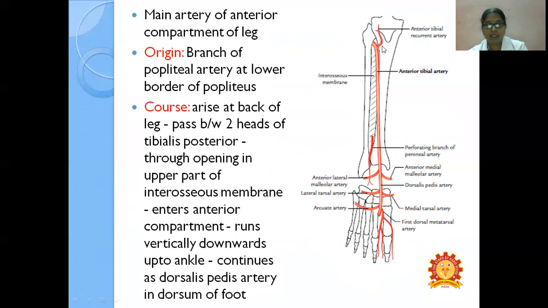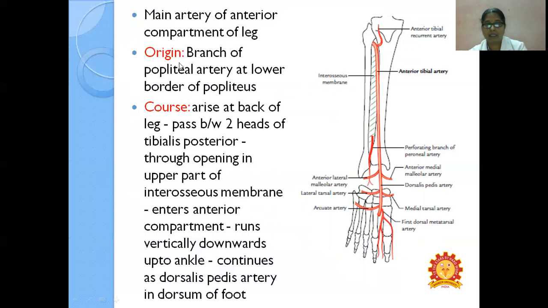So what is its course? It arises at the back of the leg and passes between the two heads of the tibialis posterior. Then, through an opening in the upper part of the interosseous membrane, it enters the anterior compartment. Then it runs vertically downwards up to the ankle in front of the interosseous membrane. Finally, it continues as the dorsalis pedis artery in the dorsum of the foot. So once again, I repeat, it is the main artery of the anterior compartment of the leg.